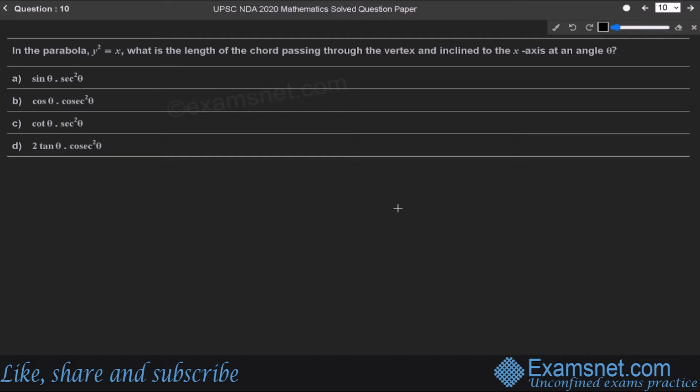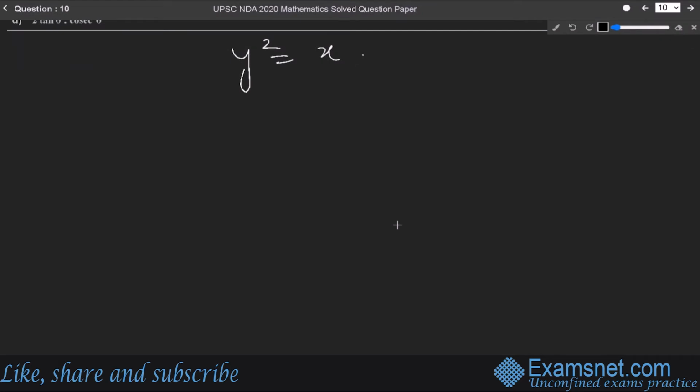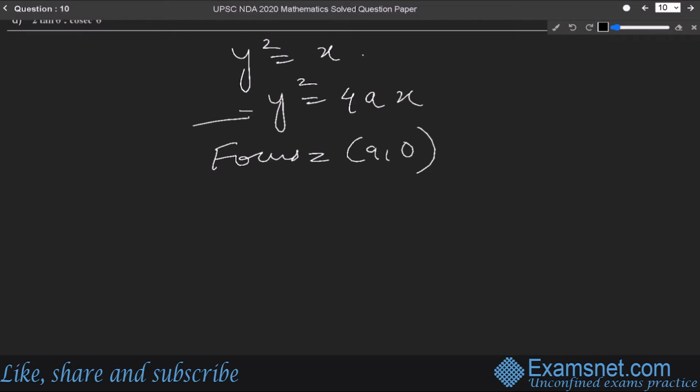The given equation of parabola is y square is equal to x, and we know the standard equation of parabola. Can you tell me what is the standard equation of parabola? The standard equation of parabola is y square is equal to 4ax. So, we can say that focus is always (a, 0), and from here we can find the value of a, which will be 1 by 4.